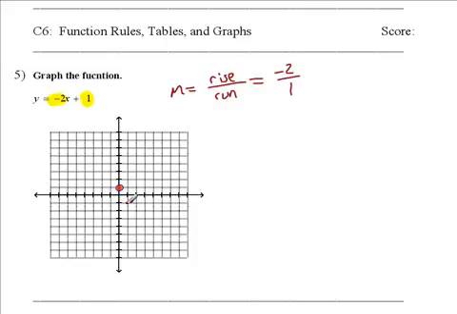Let's find another point from there. I'm going to go down 1, 2, and run 1. It'll put me right here. Let's go ahead and draw our line. Our line goes through these points. And that's it. There's a quick check you can do.